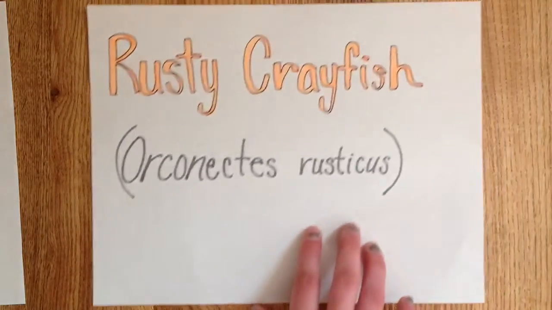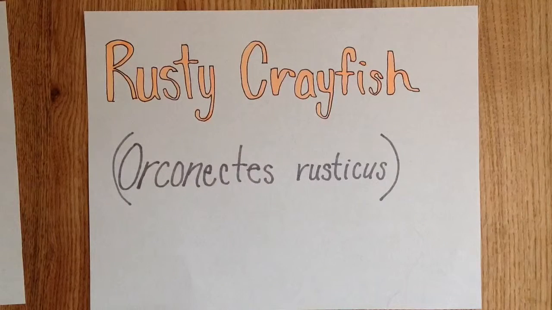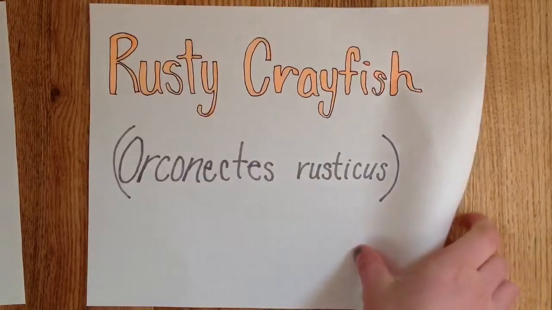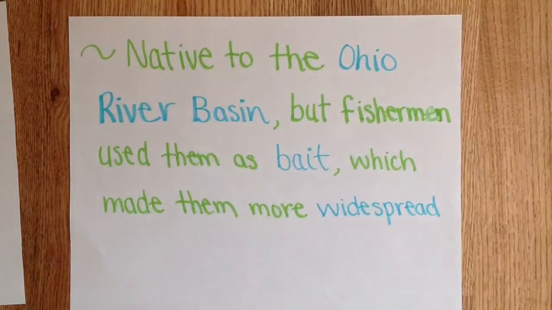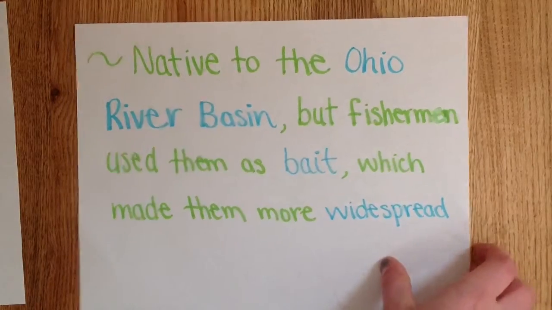So, part 2, what I'm researching is the rusty crayfish. The scientific name for this is Orconectes rusticus. It's native to the Ohio River Basin, but fishermen used them as bait, which made them more widespread.